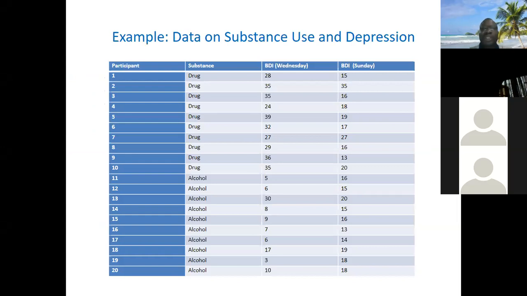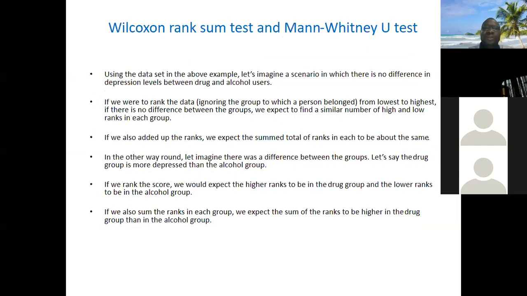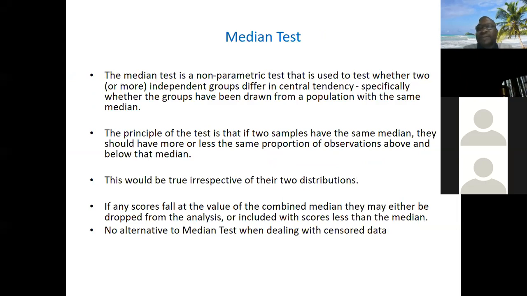So we have done this one yesterday. Let's look at the median test. The median test is a non-parametric test that is used to test whether two or more independent groups differ in central tendency. When we say central tendency, we are talking about mean, mode, and median. Those are the measures of central tendency.